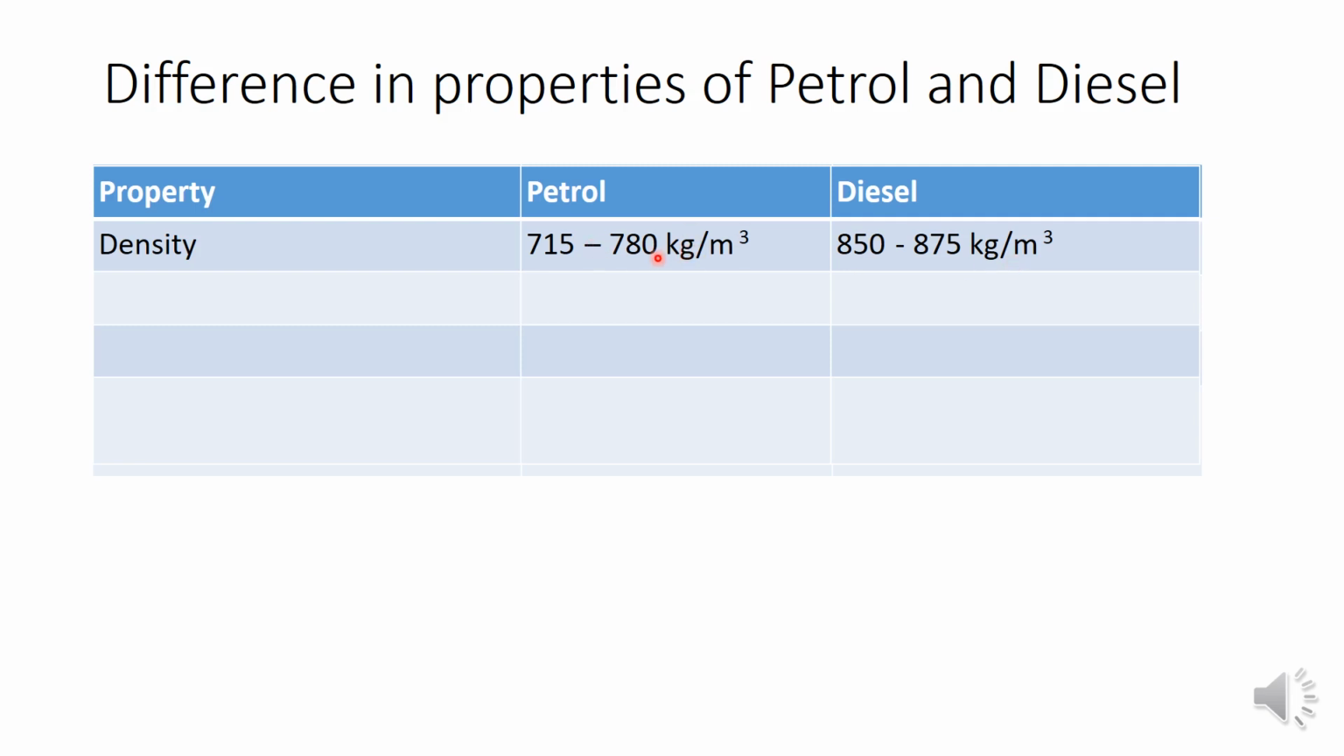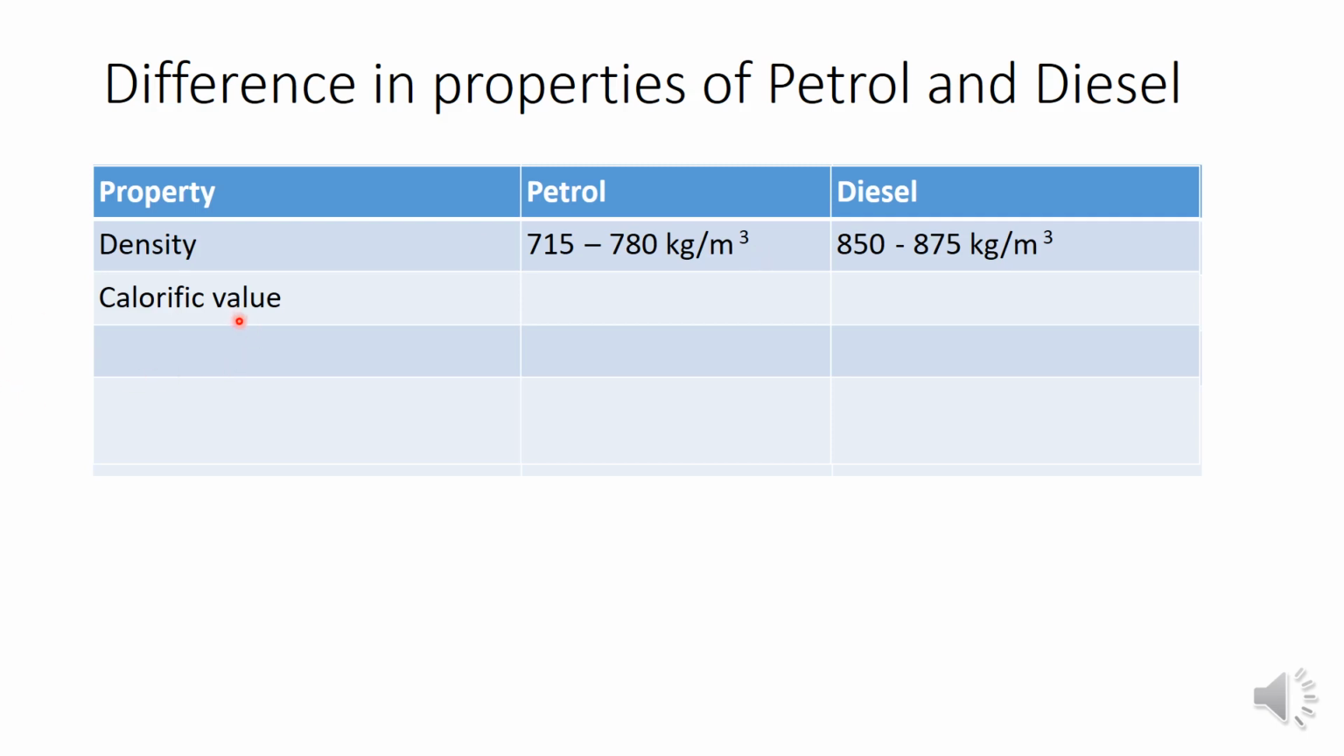You know, water density is 1000 kilogram per meter cube. Both of these are lighter than water, but diesel is on the higher side. So diesel is non-volatile and denser, while petrol is highly volatile and its density is comparatively less.